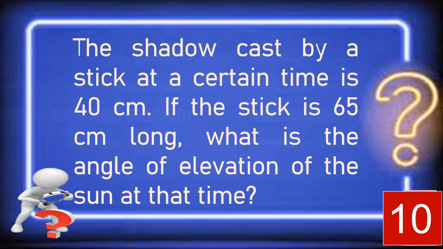Now let us have a short quiz. The shadow cast by a stick at a certain time is 40 centimeters. If the stick is 65 centimeters long, what is the angle of elevation of the sun at that time?